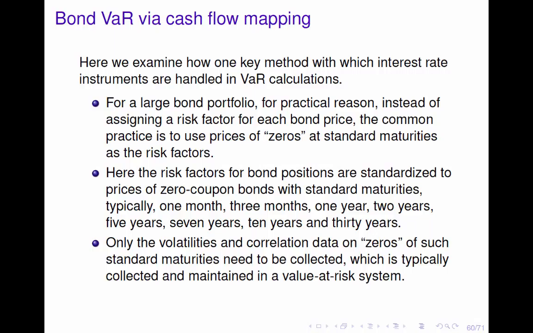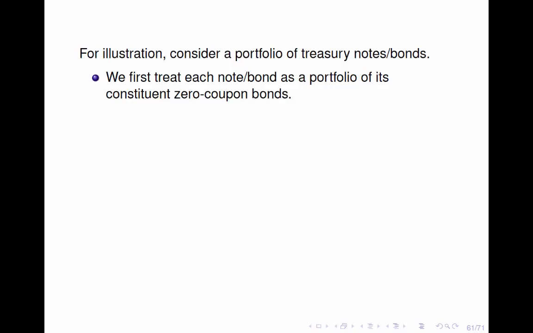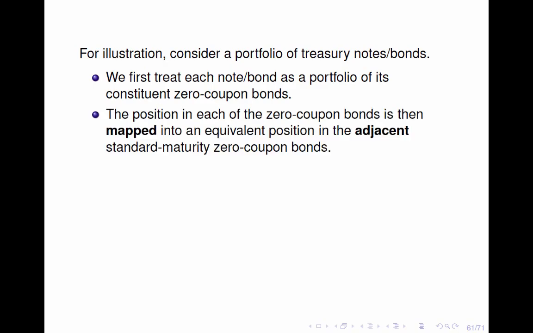Only the volatilities and the correlation data on zeros of such standard maturities need to be collected, which is typically collected and maintained in a value at risk system. For illustration, consider a portfolio of Treasury notes or Treasury bonds. We first treat each note or bond as a portfolio of its constituent zero-coupon bonds. The position in each of the zero-coupon bonds is then mapped into an equivalent position in the adjacent standard maturity zero-coupon bonds.